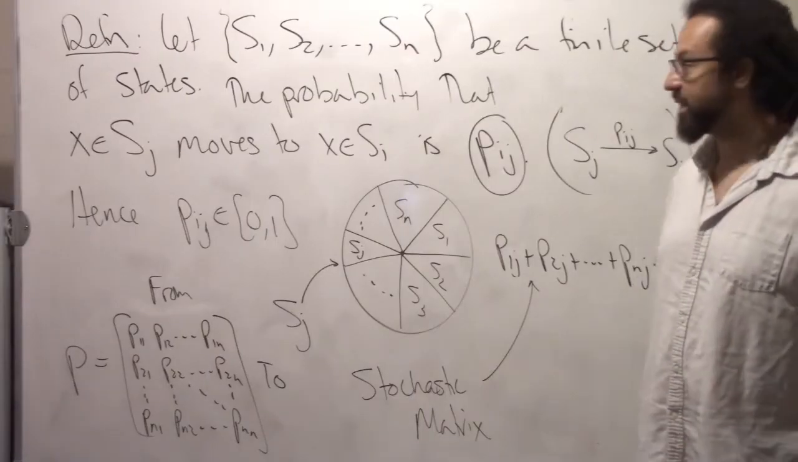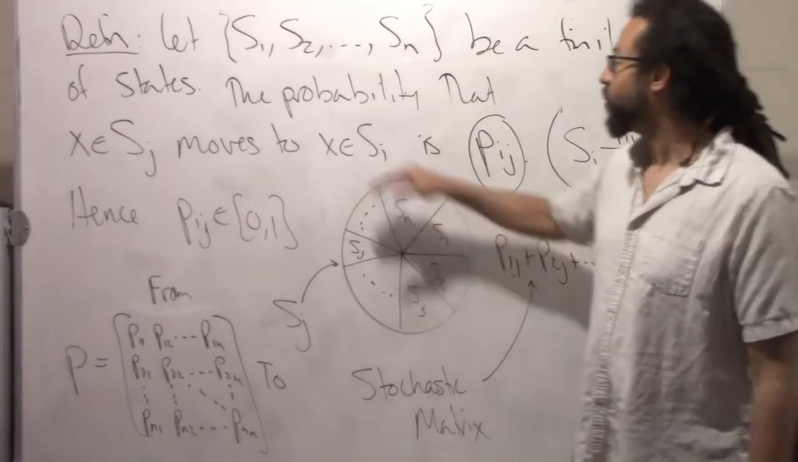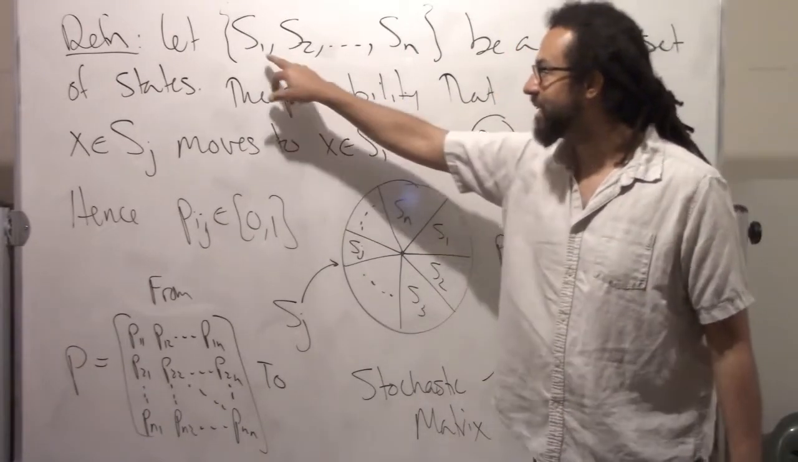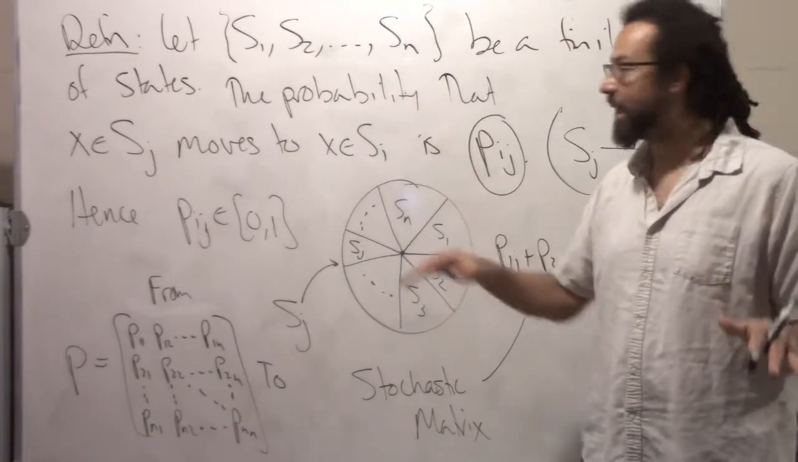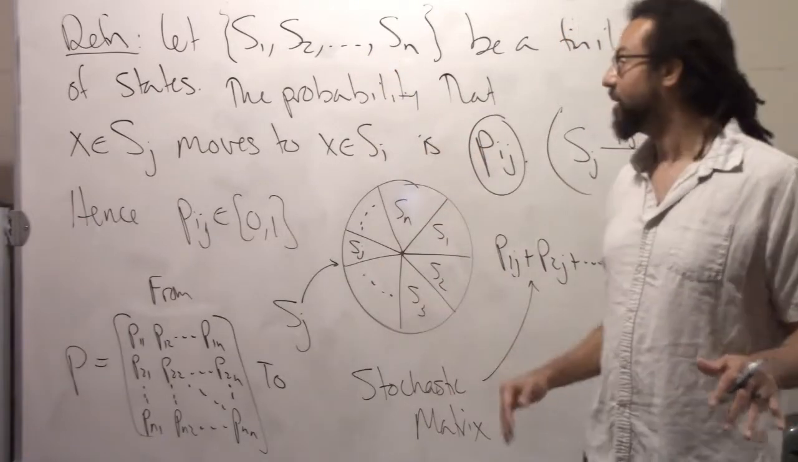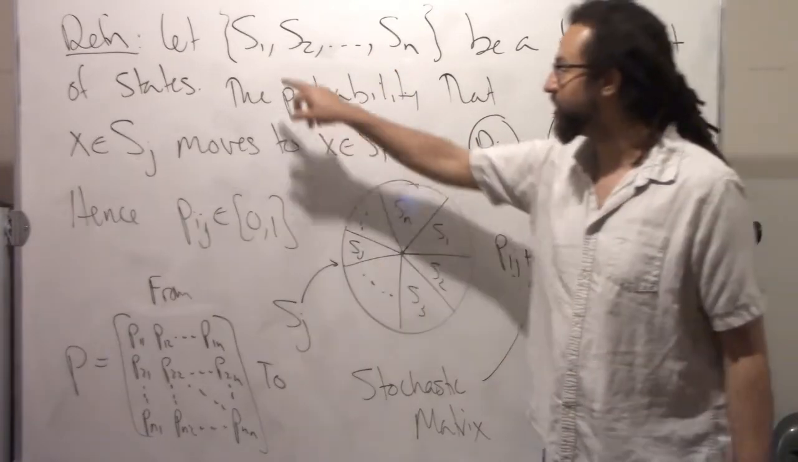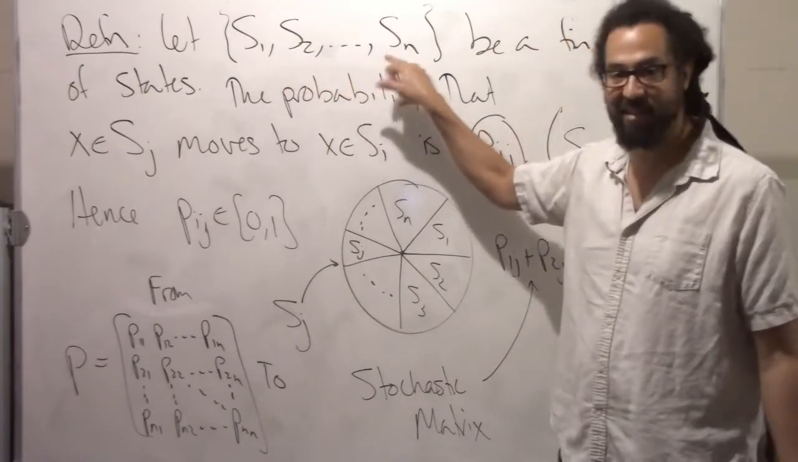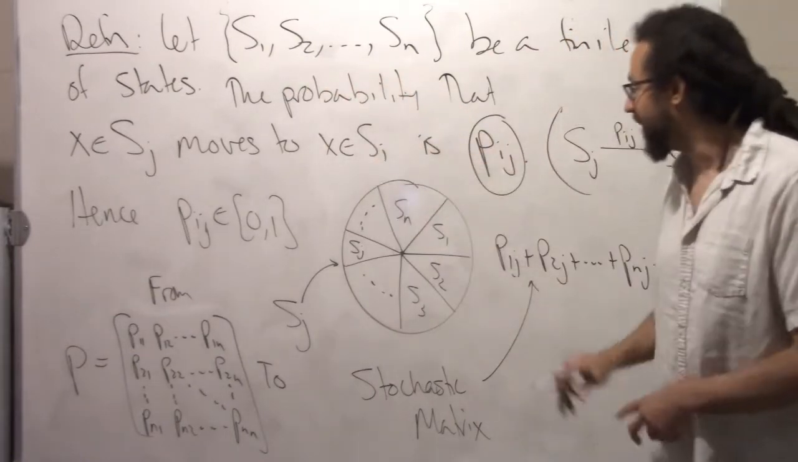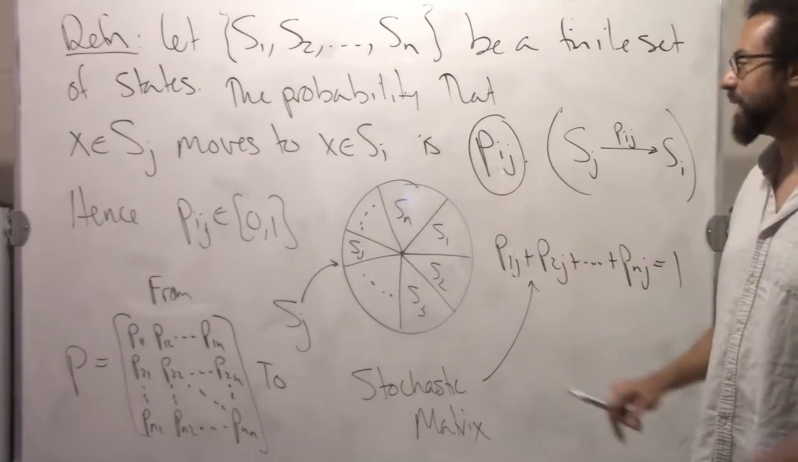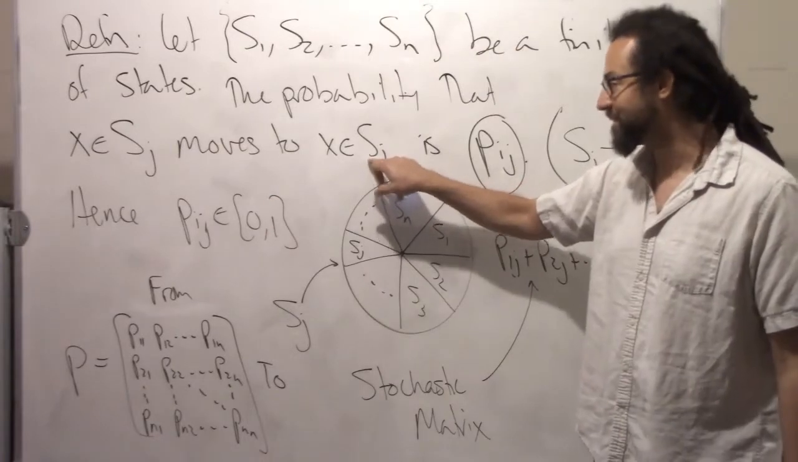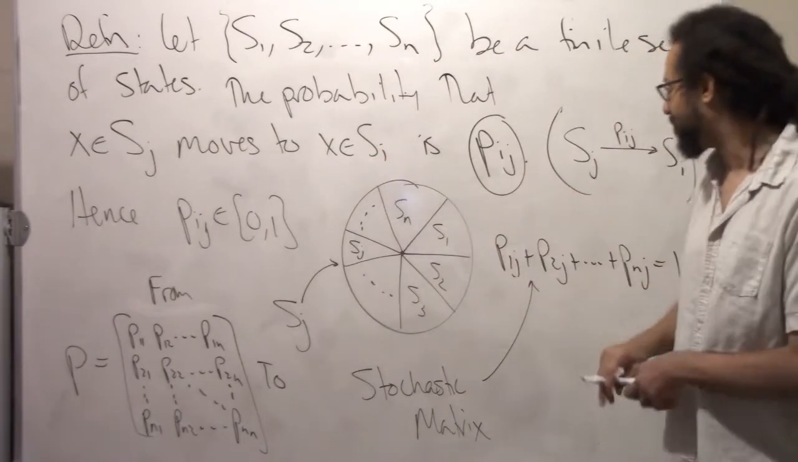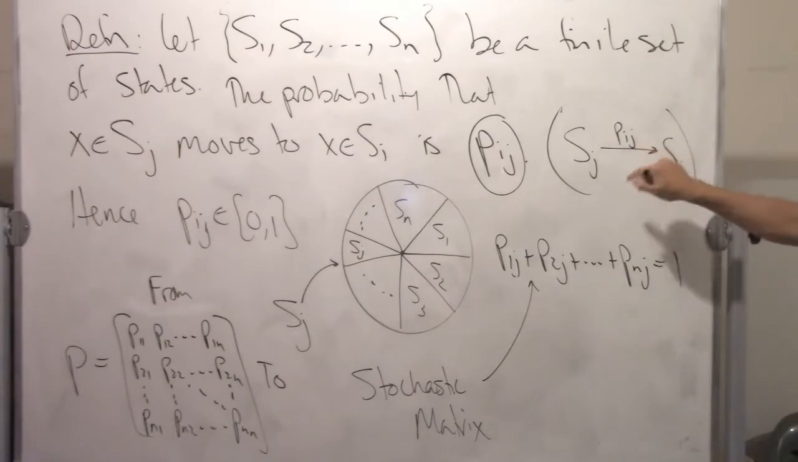Okay, here's a fundamental definition for this section. We're going to consider a finite set of states, S1, S2, up to Sn. So basically we're taking some population and breaking it up into n parts, right? Every element of the population has to belong to exactly one of these n states. And we're going to let Pij be the probability that a thing in state J will move to living in state I. So Pij is the probability that a thing will move from state J to state I.